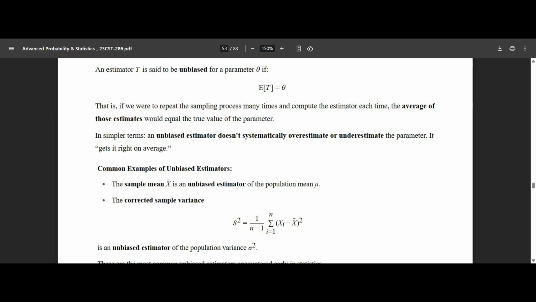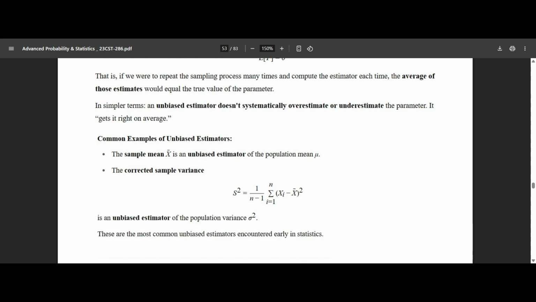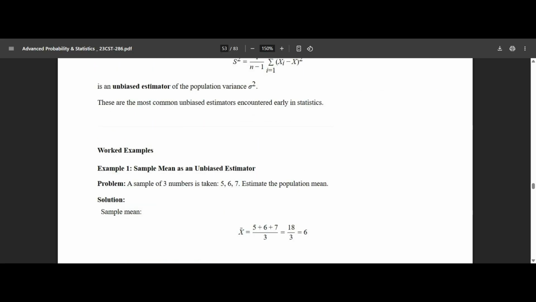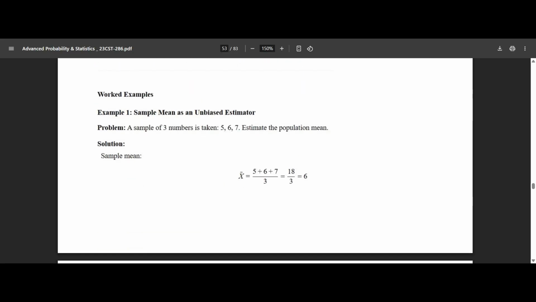Now there might be a proof asked for this: prove that the sample mean is an unbiased estimator of the population mean. That we'll be seeing in the upcoming examples. The corrected sample variance is an unbiased estimator of the population variance. Now why is it corrected? Because it's usually 1 by n according to the mathematical formula, but now we take 1 by n minus 1.